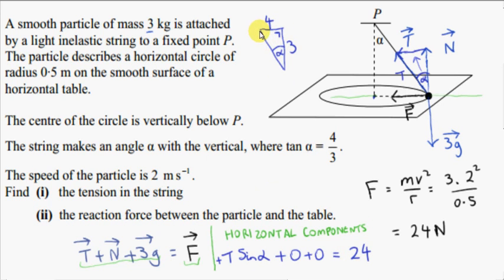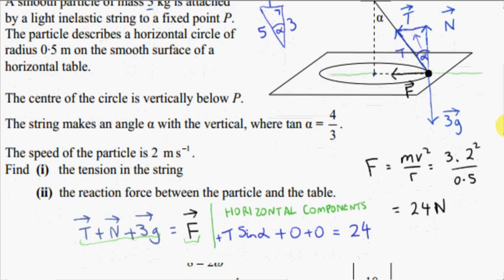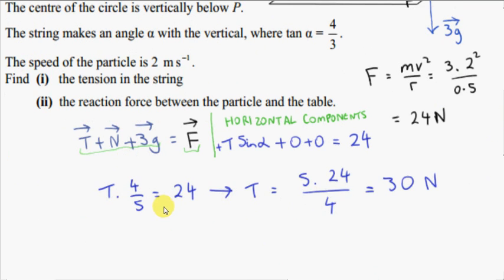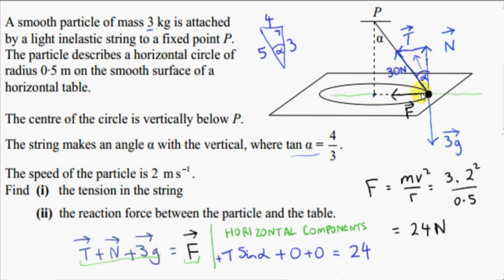Sine of alpha is opposite over hypotenuse. So what's the hypotenuse of this right angle triangle? Well, we can use Pythagoras. 3 squared plus 4 squared is 9 plus 16, 25. Square root of 25 is 5. Sine of alpha is 4/5. Okay, see, if we know tan alpha, we can get sine alpha. And if we work that out, 24 divided by 4 is 6. 5 sixes are 30. So the magnitude of vector t, the tension in the string, is 30 newtons.